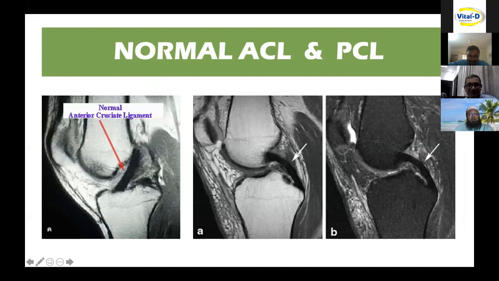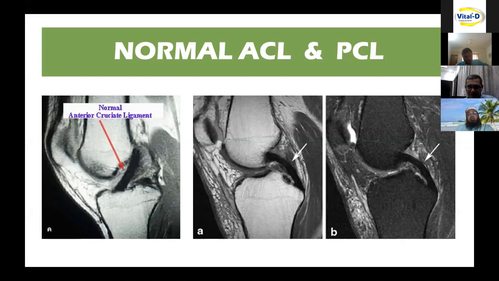So, I have told about the normal ACL. Now, I am telling about the normal PCL. You see, PCL and ACL thickness is almost the same, but it has an oblique shape. It descends from the posterior aspect of the femur to the posterior slope of the tibia. So this is the normal PCL.